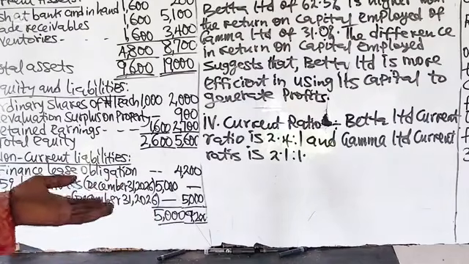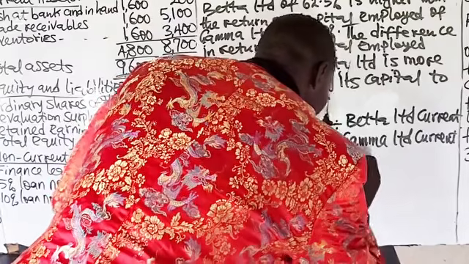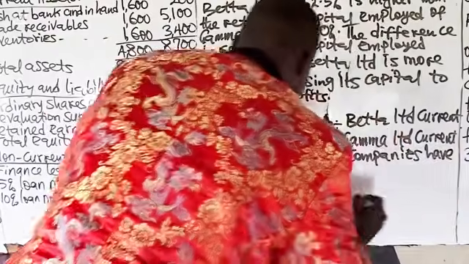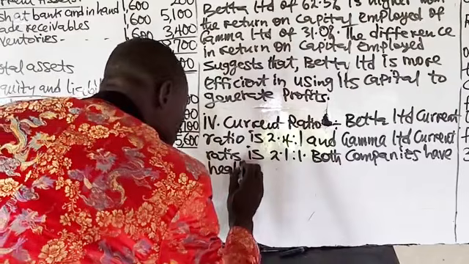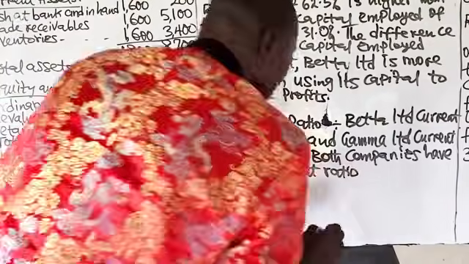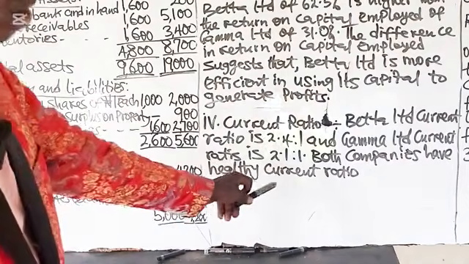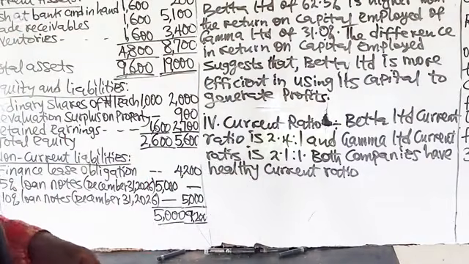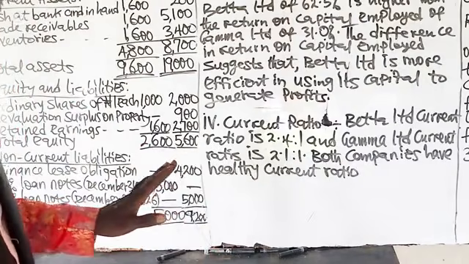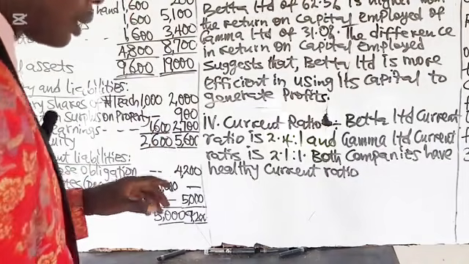Both companies have healthy current ratios. Why did I say that? For current ratio, we have the industry average, the threshold, the standard ratio of 2 to 1. That is the normal. Their current ratios meet the acceptable threshold of 2 to 1.